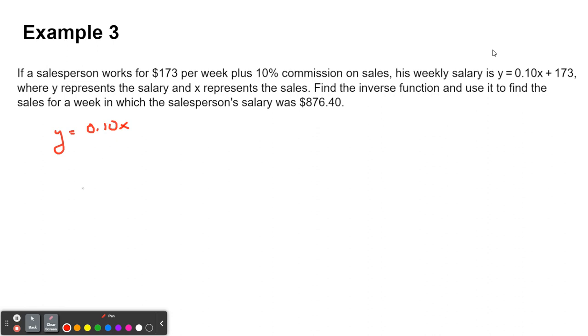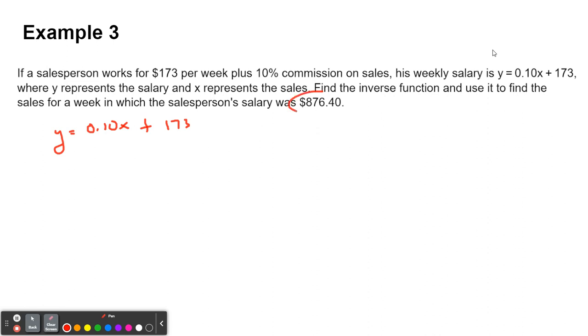So when you make commission, if you sell a TV, say for $1,000, 10% of $1,000 is $100. So you make $100 off that sell. That's why sometimes when you go to stores, like a furniture store, or like I said, an electronics store like a Best Buy, people will approach you because they're trying to get commission off your sales. And then they get $173 just for showing up, right? That's like their base pay, okay?